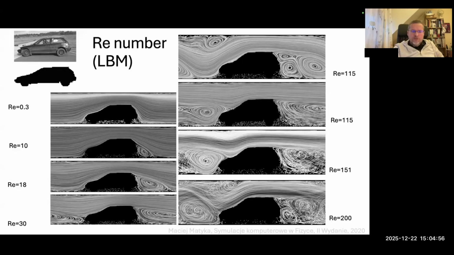What you see here is the fluid flow over the shape of a car, which is generating vortices, and all of this you see here is the result of the boundary conditions that are applied, and the equations that we are solving are Navier-Stokes.